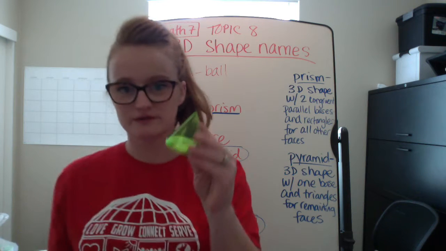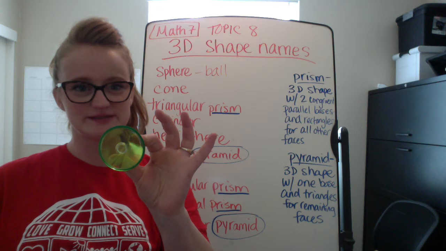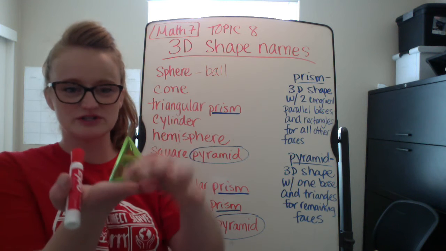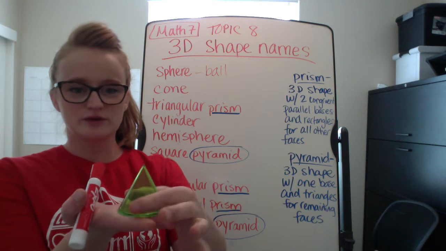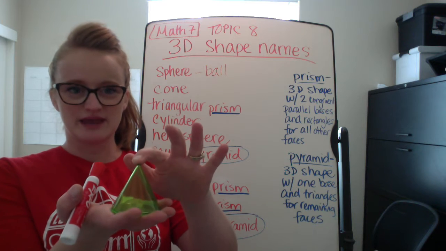A cone has a circle shape on the bottom for its base. That's what we call the base of the shape. And then it goes up to one point, or the apex.